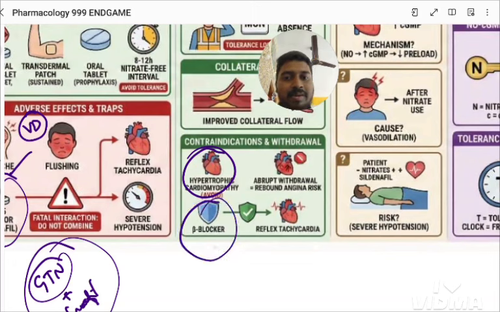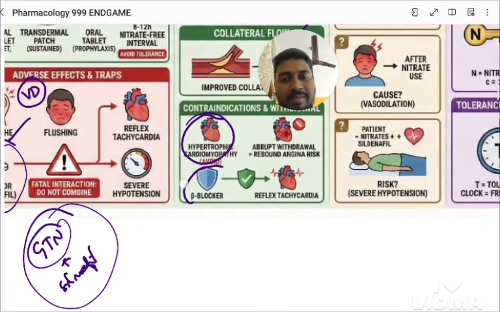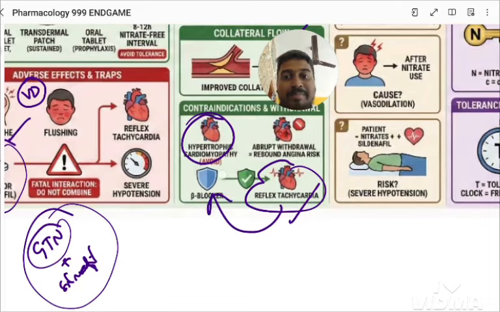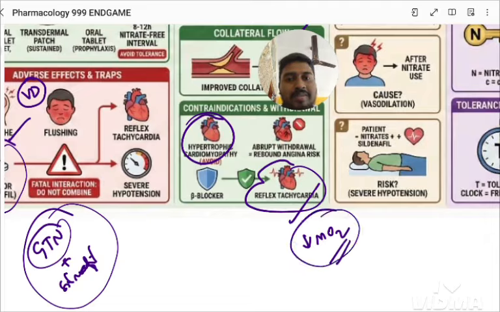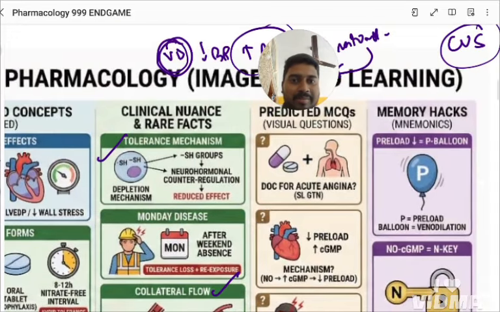Third is with beta blockers. Sorry, this was a mistake. The reflex tachycardia caused by nitrates, I told you that reflex tachycardia occurs. This reflex tachycardia is suppressed by beta blockers. You know that beta blockers decrease resting heart rate, and they also decrease myocardial oxygen demand. As a result, when nitrates are combined with beta blockers, it will give a better anti-anginal effect. So nitrates will supplement the action of beta blockers.